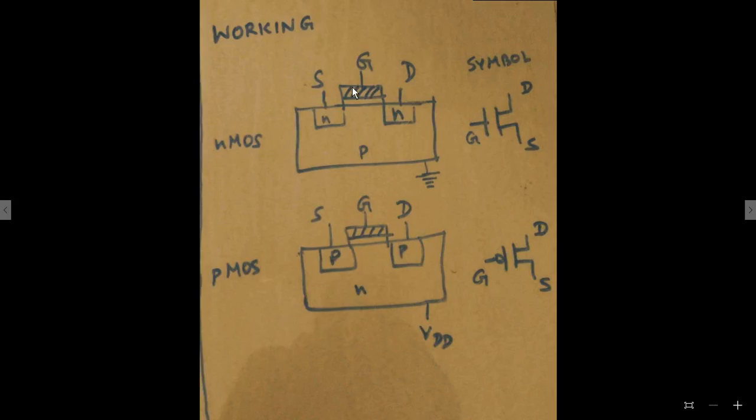At first we'll see NMOS. As we all know, the gate is the control part of the transistor. Depending on the gate control, the transistor will act in on condition or off condition. First for NMOS, we'll assume the gate voltage is low. The possibilities are low and high. So when the gate voltage is low, what will happen?